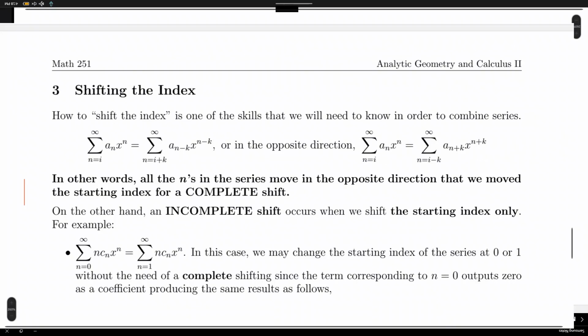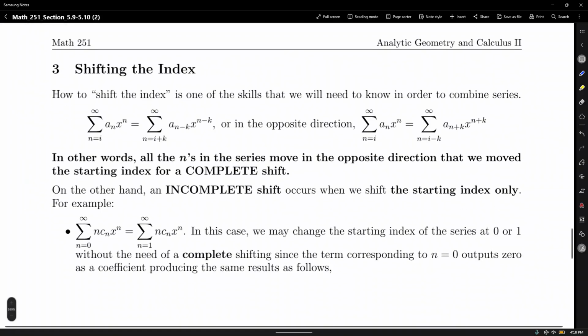So we're going to shift the index, right? And again, that's something we reviewed back in geometric series. However, guys, there are two kinds of shifting here: a complete shift and an incomplete shifting. A complete shifting is the one that we described at the top, where if we add a quantity in the starting index, then we do the opposite to all the n's inside the series, or the reverse, if we subtract that same quantity on the n's inside of the series.